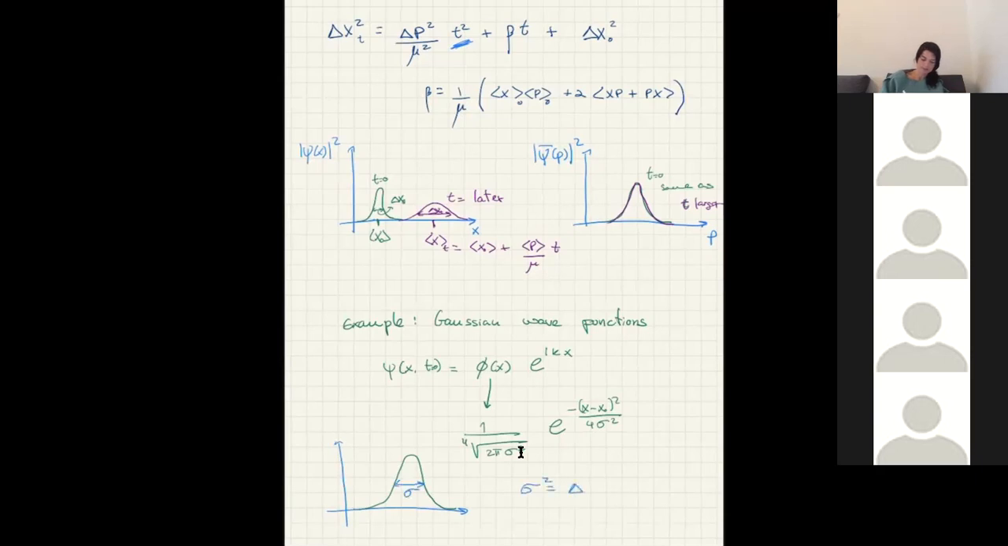such that sigma squared is the variance of x. And of course, x0 is going to be your average x. Okay, this is all at time 0. And the momentum is going to be h bar, this k there. It is going to be the average momentum. And the variance of the momentum, which will not change in time, is going to be this.